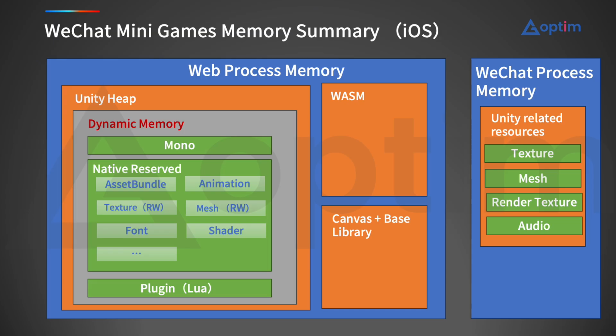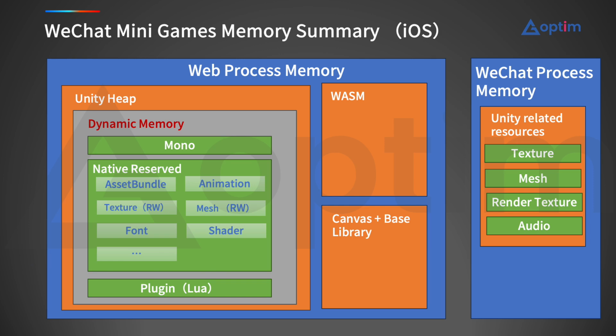Based on all of our testing, we summarized the memory model of WeChat minigames on iOS. At a high level, there are two major processes, the web process and the WeChat process. They occupy separate memory spaces. For textures, if read-write RW is disabled, textures go entirely into the WeChat process. If RW is enabled, part of the texture memory is allocated into native reserved. Render textures and audio resources also go directly into the WeChat process, meaning they do not directly trigger crashes. Again, this was not what we initially expected.